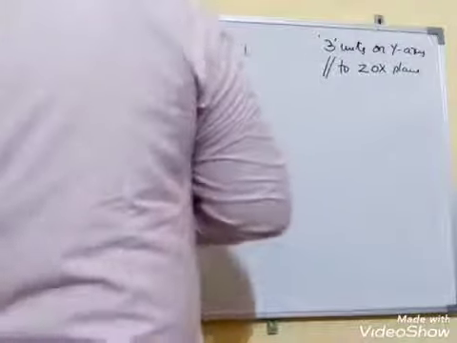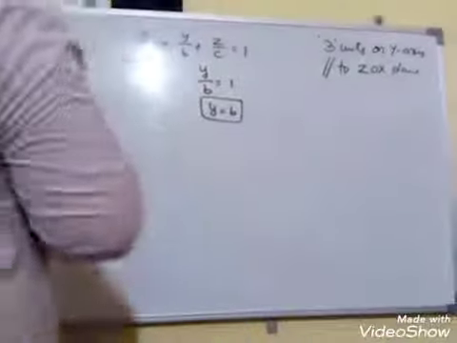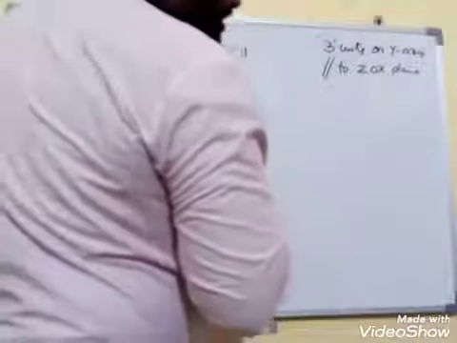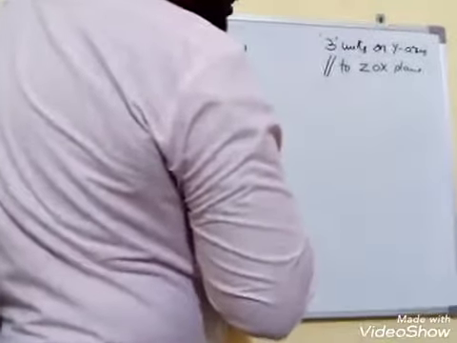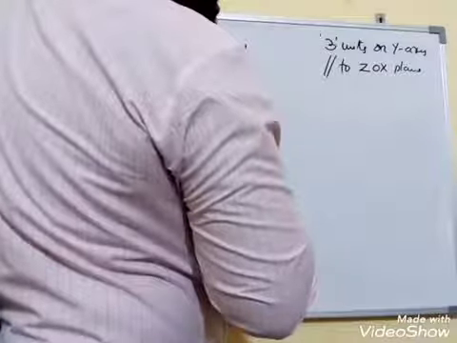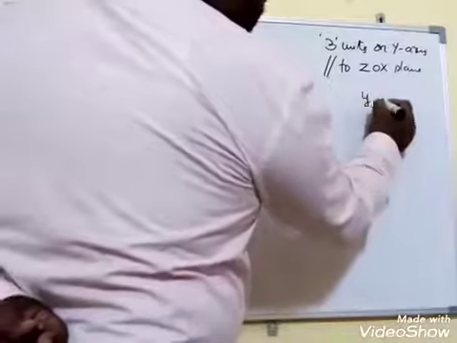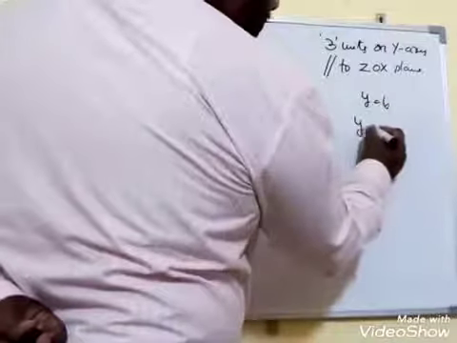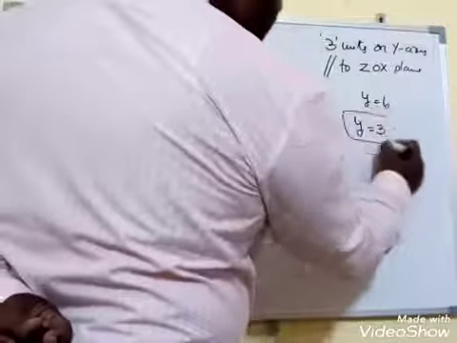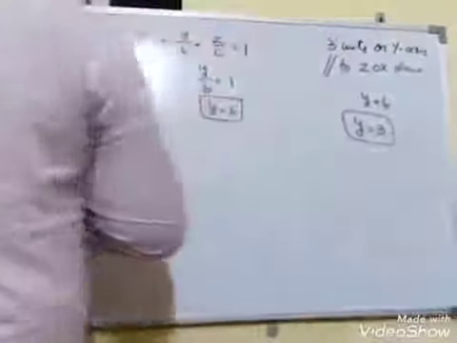Now, we have to use directly that one. What is that one? We have the equation of the plane which is parallel to the ZOX plane and meets the y-axis at b: y is equal to b. Hence, the required equation of the plane is y is equal to 3. y is equal to 3 is the answer.